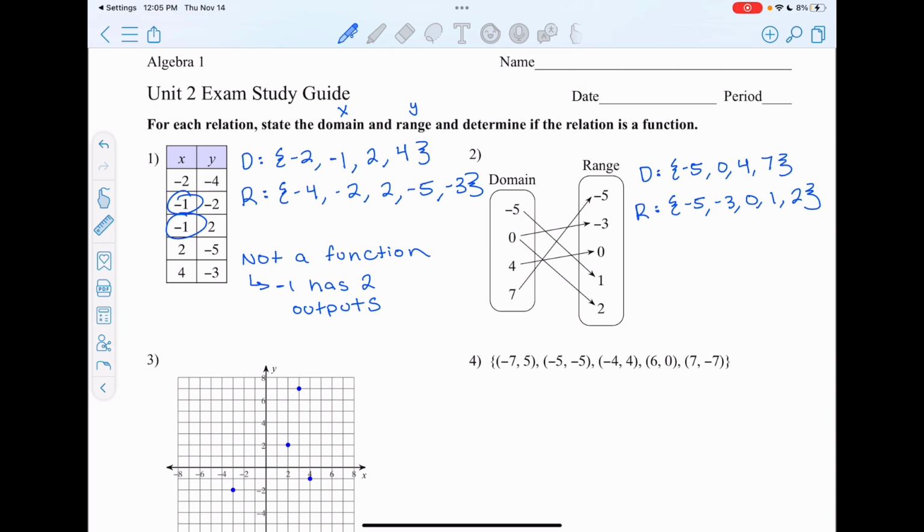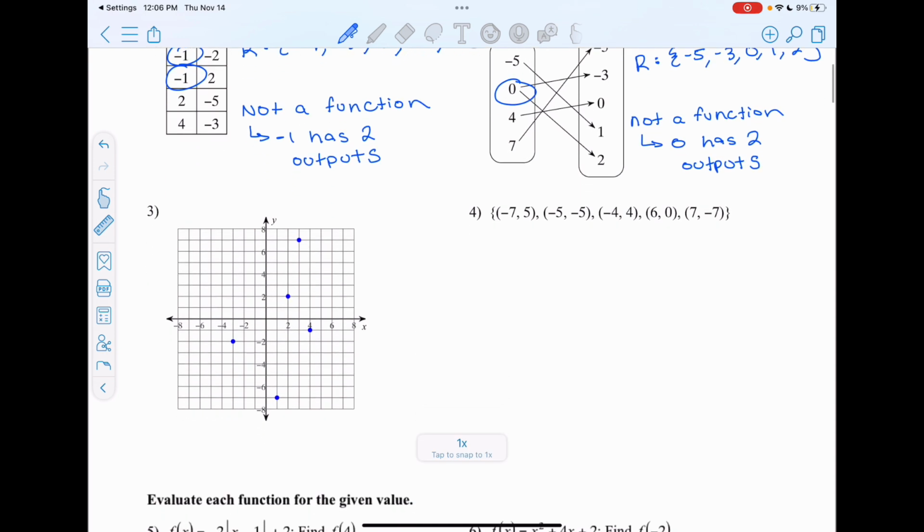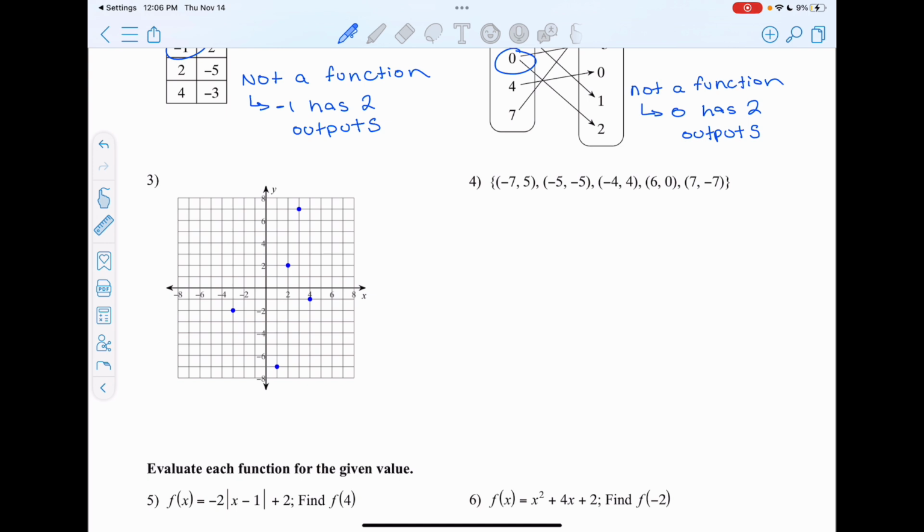And what I'm looking for is every input should only have one arrow. But if you notice, 0 has 2 arrows coming out of it, which means this is not a function because 0 has 2 outputs. And I'll leave you to try number 3 and number 4 on your own.